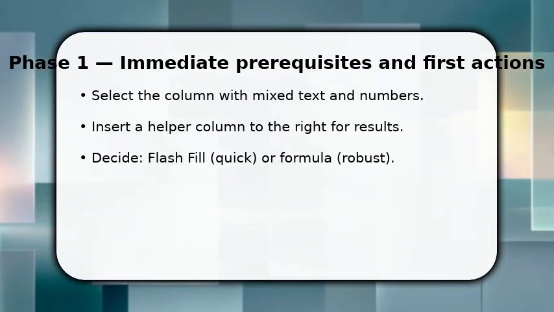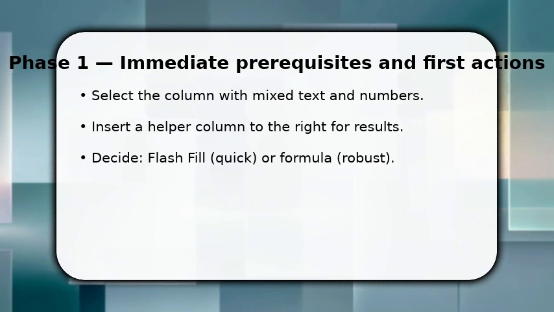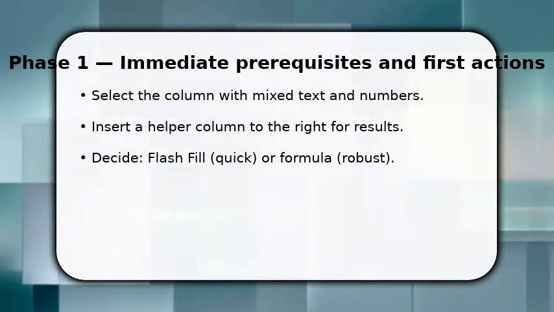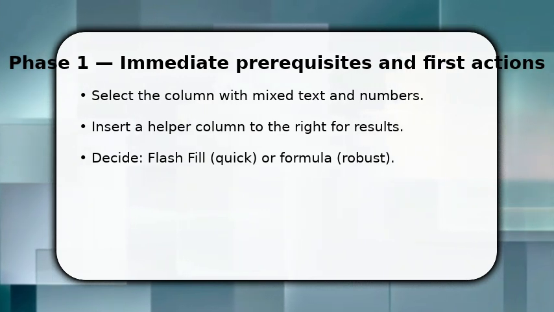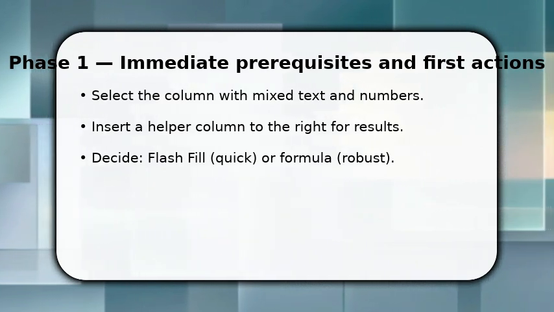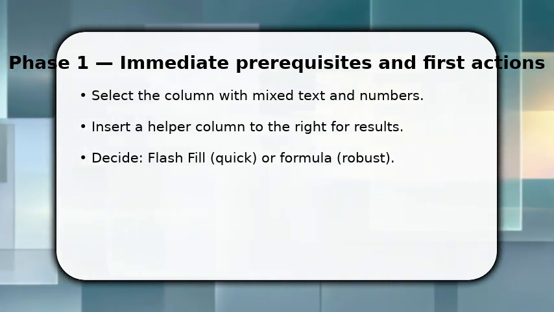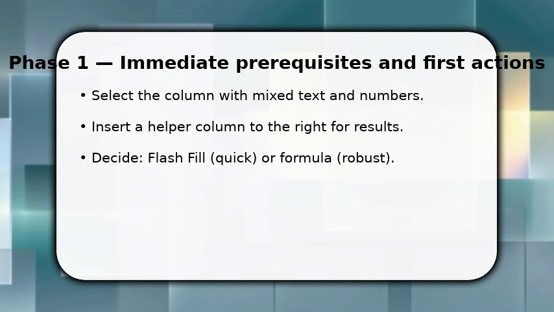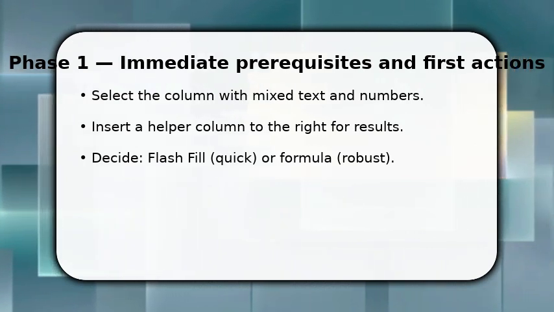You already have a column of entries like item 123. Start now. First, insert a helper column beside the data and click its top cell. For a fast approach, type the cleaned example you want. For example, type item from item 123, then press Ctrl+E or choose Data > Flash Fill. Once done, Flash Fill autofills the column.